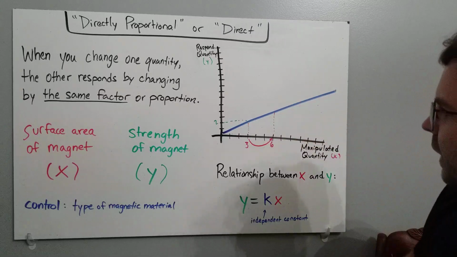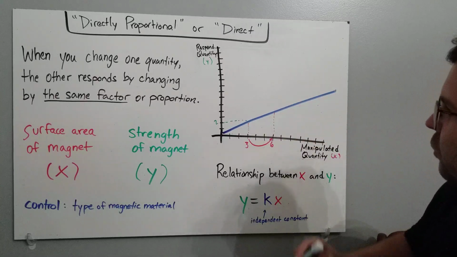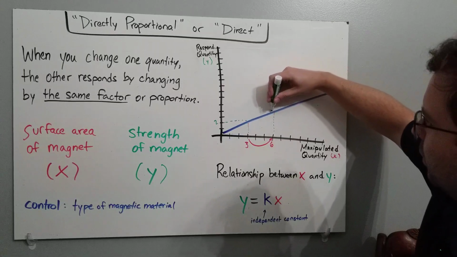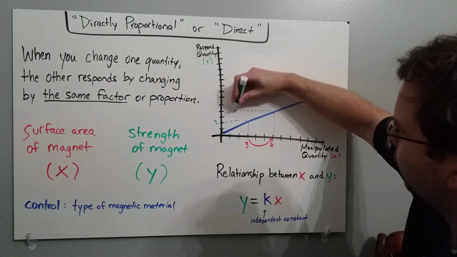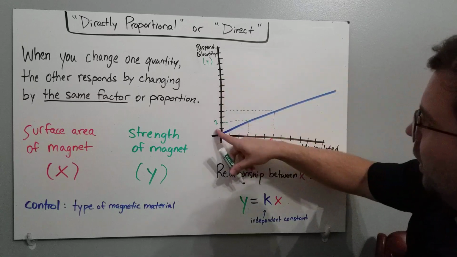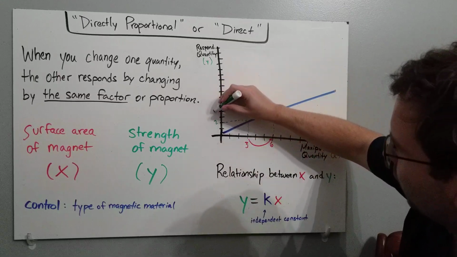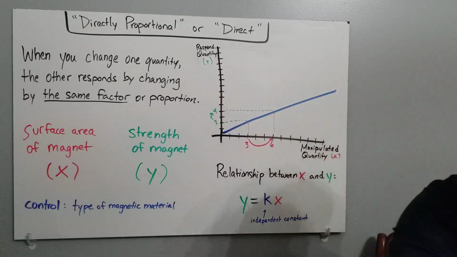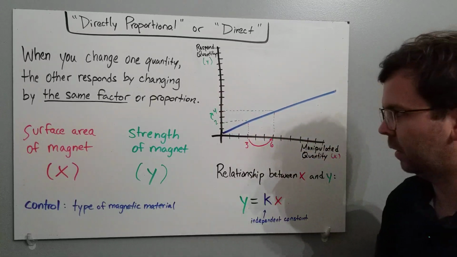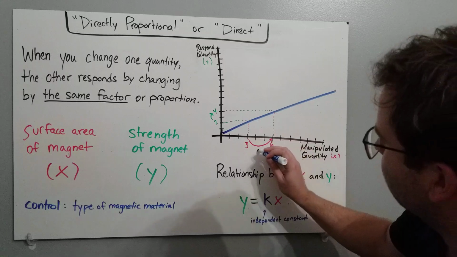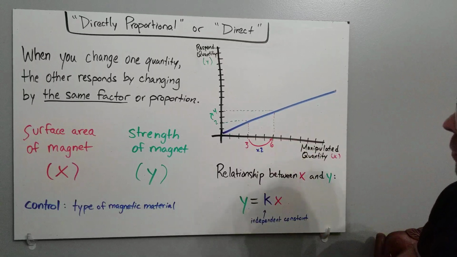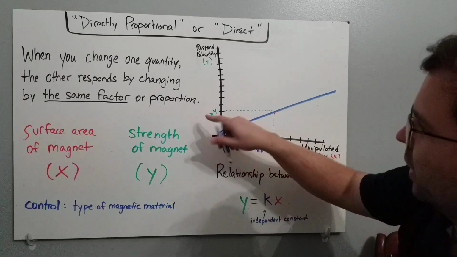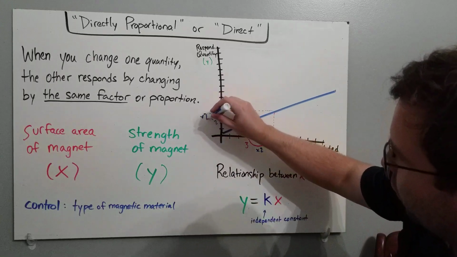Notice on the line, what did that do to the amount of magnetic force and the strength of the magnet? So if we make a dotted line over here, we notice that, okay, we've gone from a strength of 2 up to a strength of 4. So in both of these examples here, we have doubled. We doubled the surface area of the magnet from 3 to 6. And the response is we also get double the force.